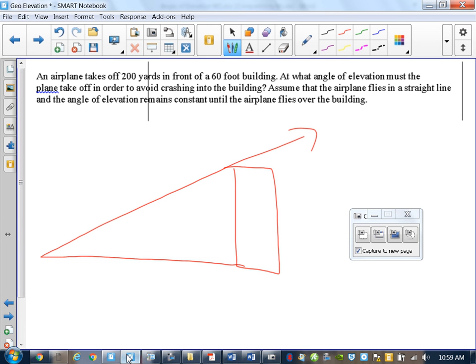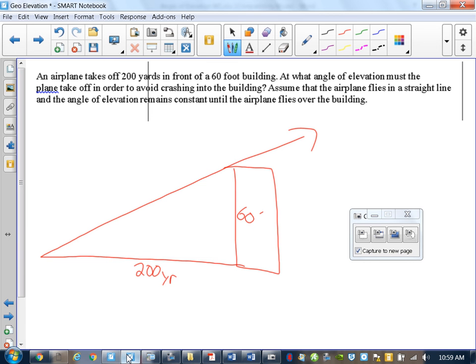So it tells you a couple bits of information. It tells you how tall the building is. How tall is the building? The building is 60 feet tall. And it also says that the plane is how far away? 200 yards.